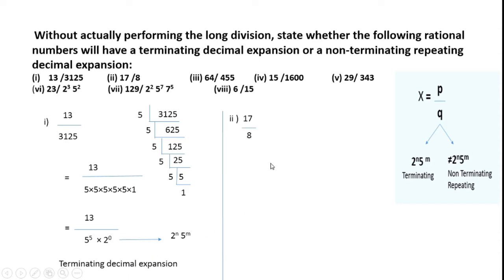The next problem is 17 by 8. What are the factors of 8? 2. So 2 to the power 3 is 8. So we can write it as 17 by 2 into 2 into 2 into 1, that is 17 by 2 to the power 3, and this 1 we can write as 5 to the power 0. So this is of the form 2 to the power n, 5 to the power m. This is also a terminating decimal expansion.